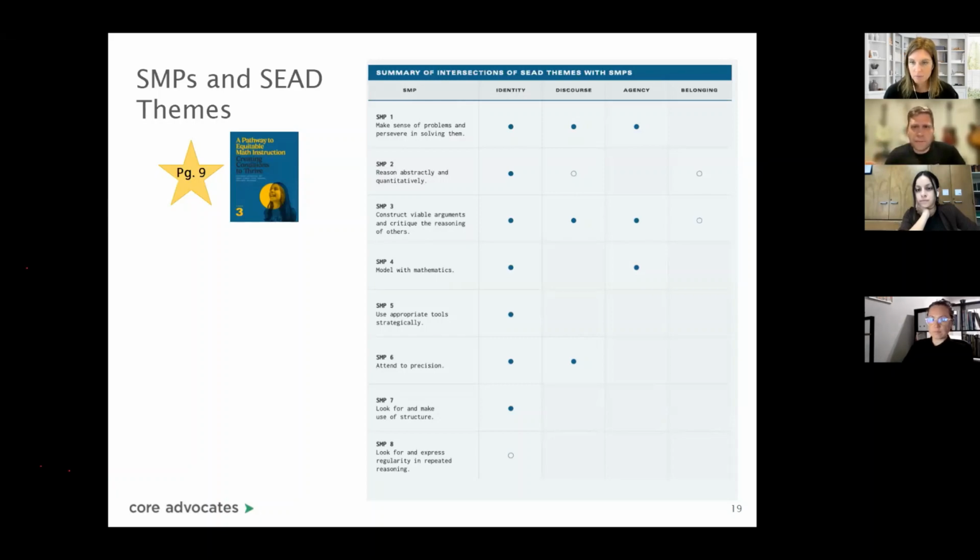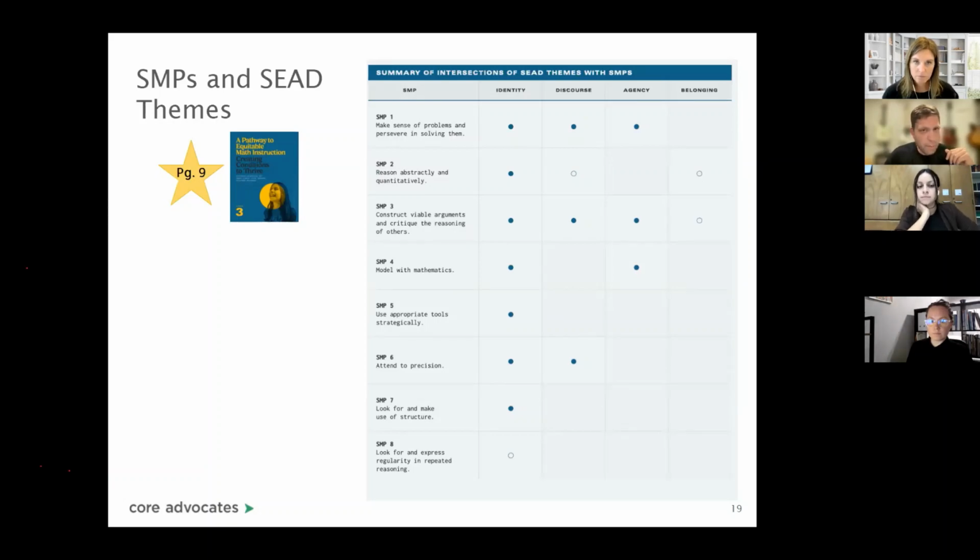And if you take a look at the chart here, the first thing that probably jumps out to you is identity is present in all of them, or can be present in all of them. To me, of the four themes, identity is probably the one that you can see a little more clearly in all of the SMPs. Not to say that it's the easiest to develop in students, but I think the capacity is there to do it a lot of different ways.